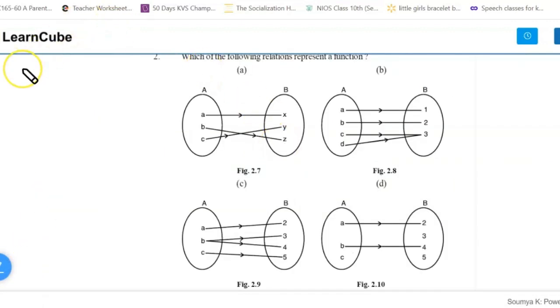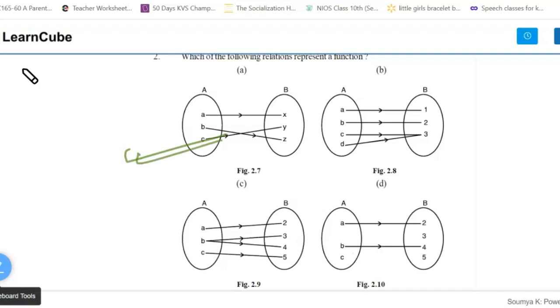Second question, A part is this one. You can see elements in set A and set B are given here. In that case, 3 elements are here. A makes an image in B, to X, B goes to Z, and C to Y. So all are different and only one image is available. So this is a function.